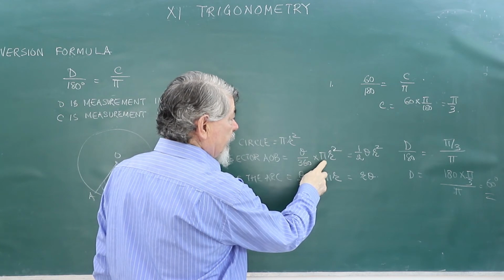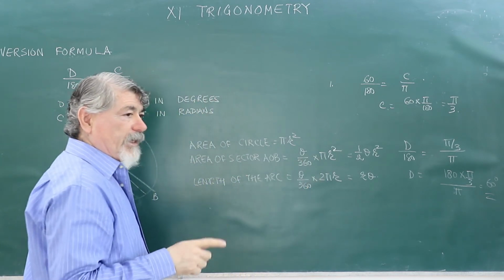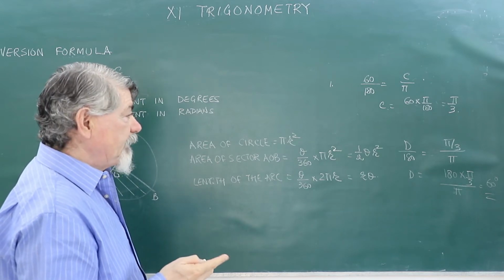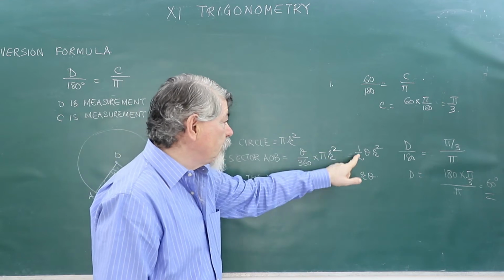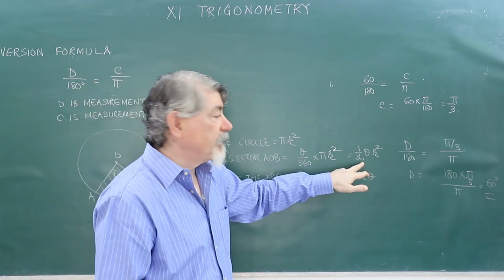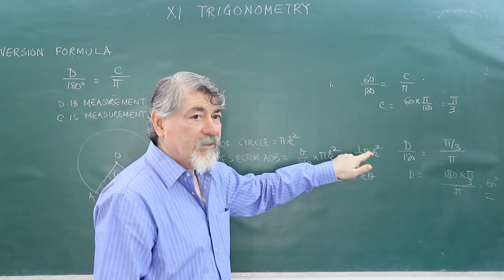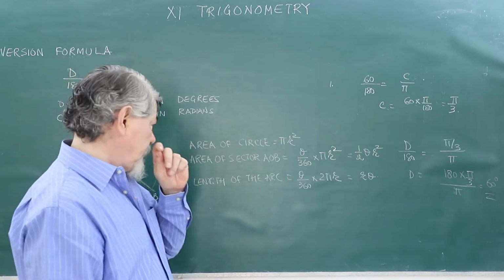If I convert pi radian into degrees, pi radian is equal to 180 degrees. So 180 into 360 will be 2. So 1 upon 2 theta r square is the area of the sector, where theta is the angle subtended by the arc at the center.